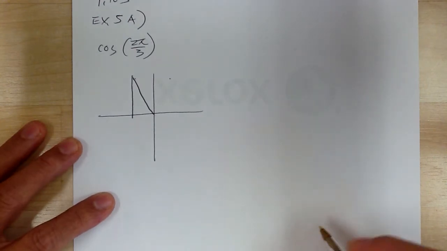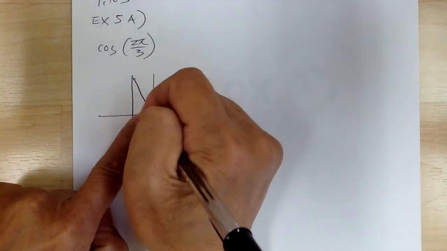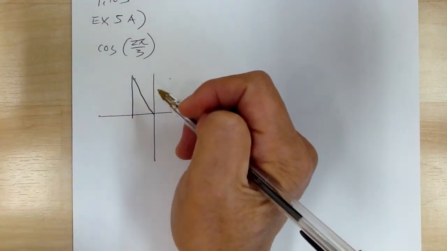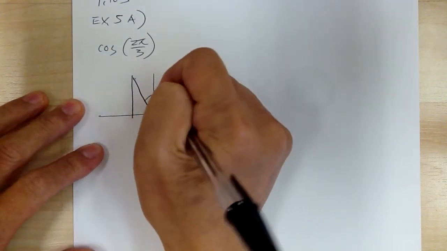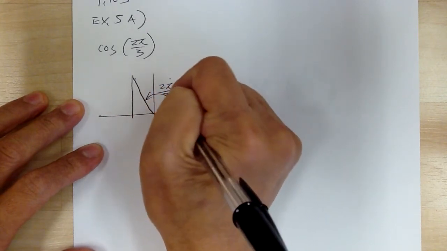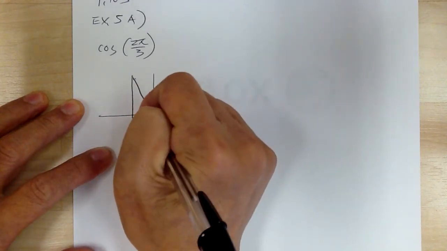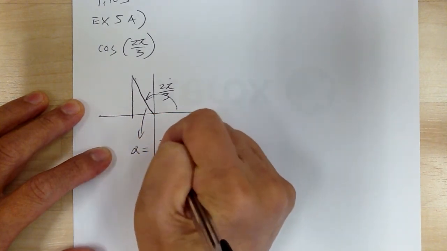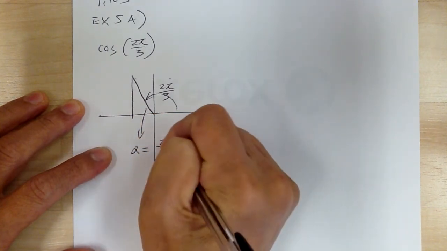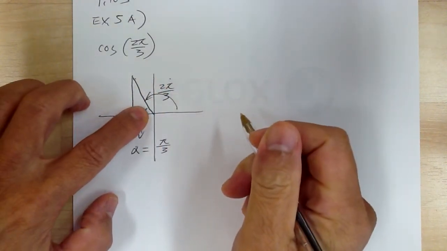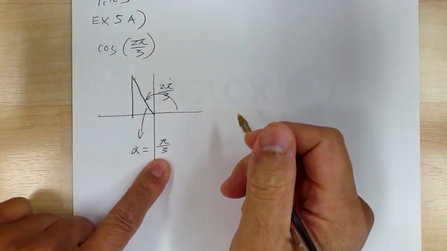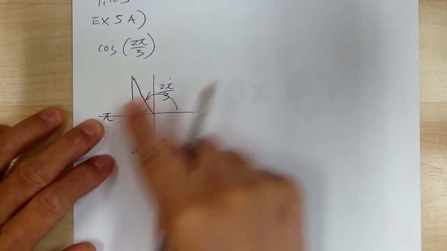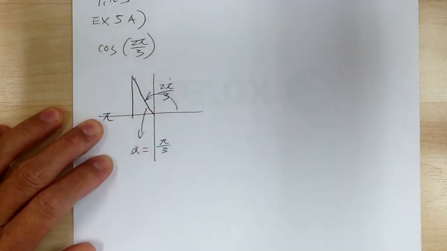So your reference angle is right over here. That's going to be your 60 degrees. But since they use radians, you want to use radians. So this is 2 pi over 3, and your alpha right over here is equal to pi over 3. Okay, 60 degrees, so it's pi over 3. Or you can subtract from pi: pi minus 2 pi over 3 gives you 1 pi over 3.